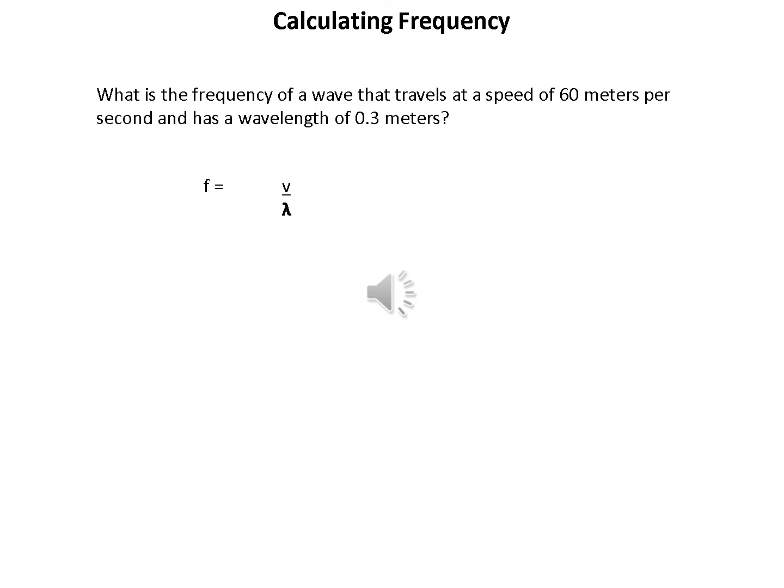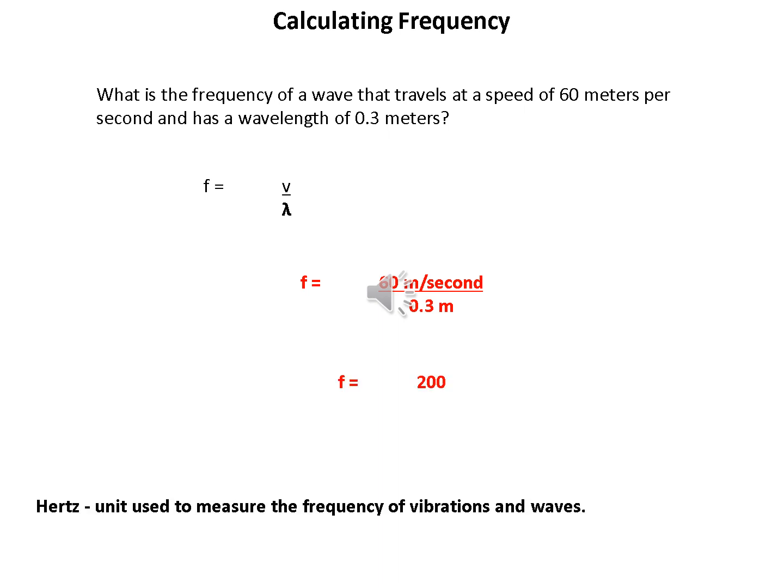And so this is a simple equation to use. We simply plug in the information we have. For the speed, we have 60 meters per second. For the wavelength, we have 0.3 meters. And when we do our division there, 60 divided by 0.3 equals 200. And remember that we have to label it, and scientists have come up with the handy dandy label hertz, and so we are just going to use hertz. Remember that hertz is the unit used to measure the frequency of vibrations in waves, and so we label the answer hertz.